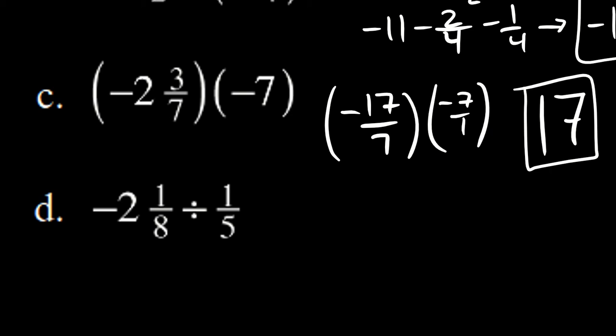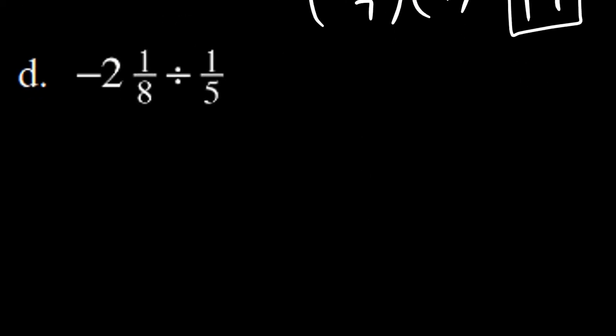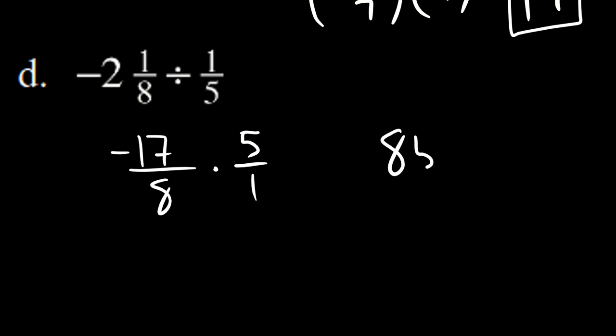All right, and then the final one, D, we've got negative 2 and 1/8, and we have to divide it by 1/5. So let's see. Negative 2 and 1/8. Negative 2 times 8 is negative 16, and one more is negative 17. Negative 17 over 8. And instead of dividing by 1/5, I'm going to multiply by 5 over 1. 17 times 5 is the beautiful number 85. And that's over 8. And 85 over 8, I think we're going to leave that alone.